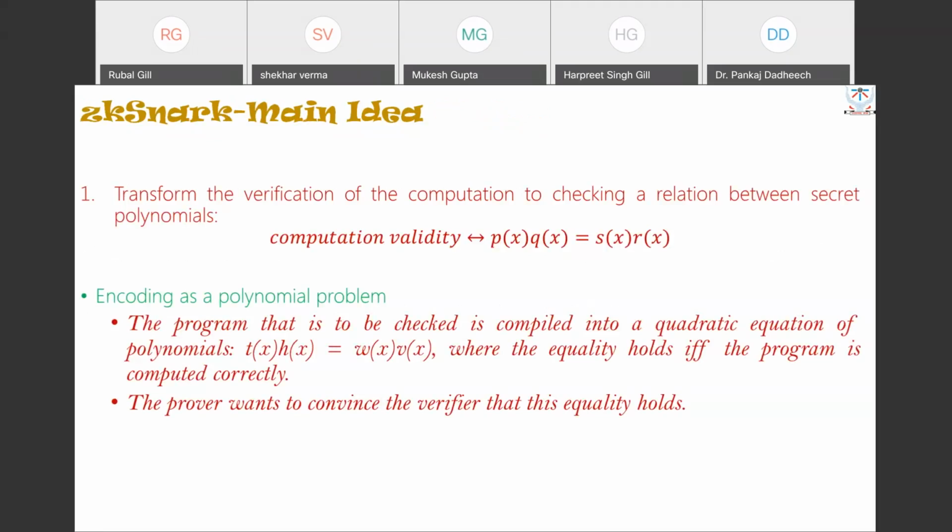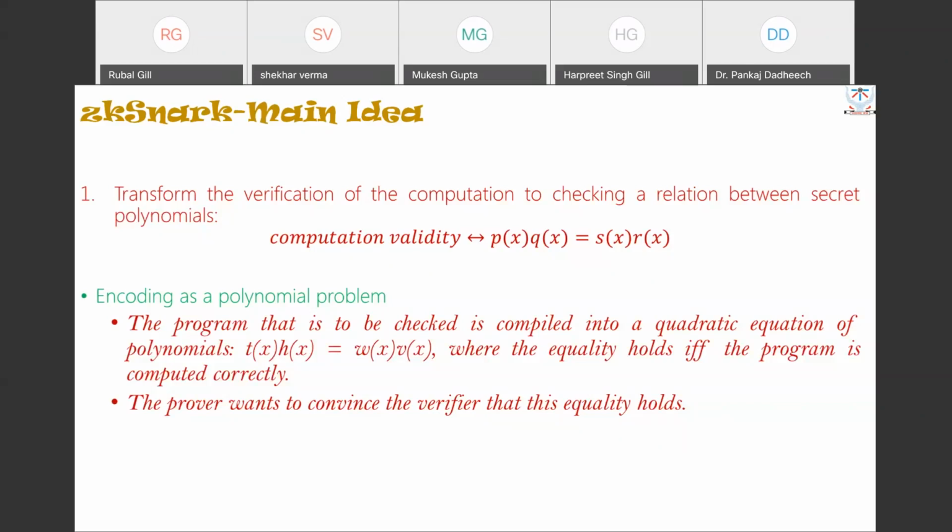So let me tell you what is ZK SNARK. The main idea is very easy. You have two polynomials. You have to just check that P(x) multiplied by Q(x) is equal to S(x) multiplied by R(x). But I don't want to tell you what is P(x), what is Q(x), what is S(x), what is R(x). So I resort to what is known as homomorphic encryption, in which I can multiply the encrypted value of P(x) with the encrypted value of Q(x) and get the product of P(x) and Q(x) in the encrypted domain. That means if I take the encryption of 2, I take the encryption of 3 and multiply them, I'll get the encryption of 6. This is homomorphic encryption.